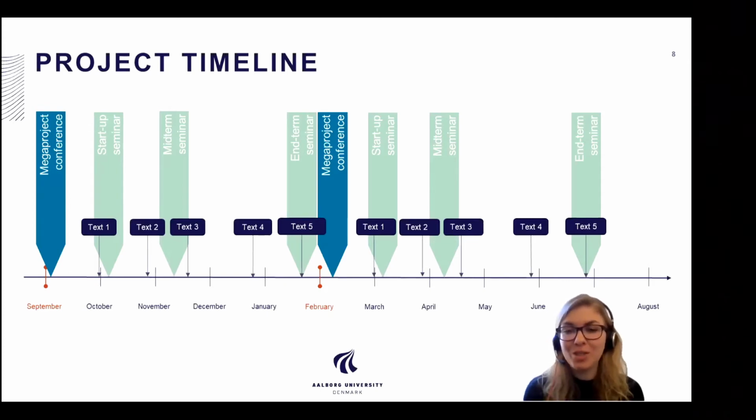It's important for me to say that these are only what we require of you. Are you interested in having a closer collaboration? Do you feel like meeting up regularly? Then you do so. This is only what we minimum require of you when you participate in a mega project. Yeah, so this is the timeline.